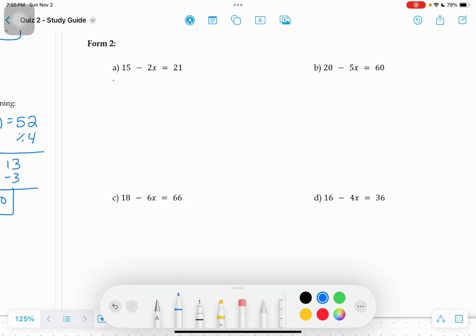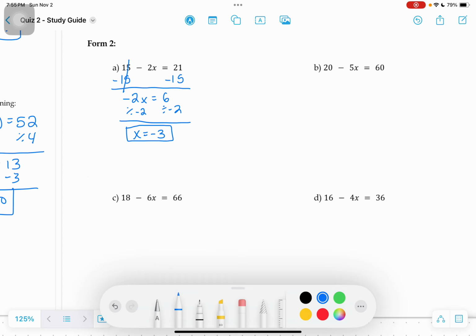I see a 15, so I'm going to take away 15 from both sides. This goes away, and I have negative 2x equals 6. Then I'm going to divide by negative 2. Divide by negative 2. X equals negative 3.